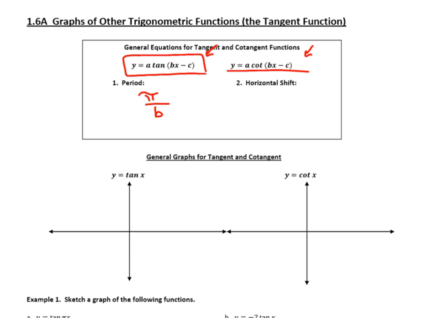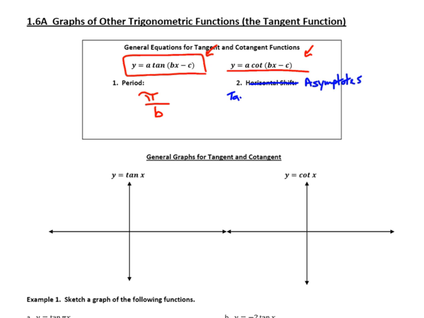The horizontal shift is also a little bit different. So we're going to look at this in terms of asymptotes. We're going to look for where the asymptotes are, or where this function is undefined, in terms of looking at its period. So I'm going to start with the tangent graph.